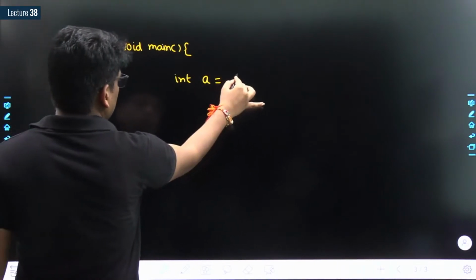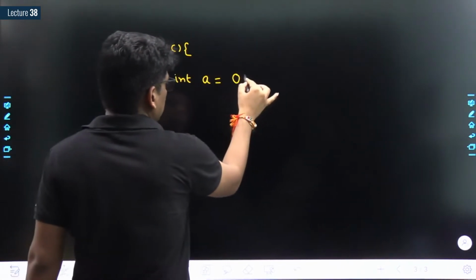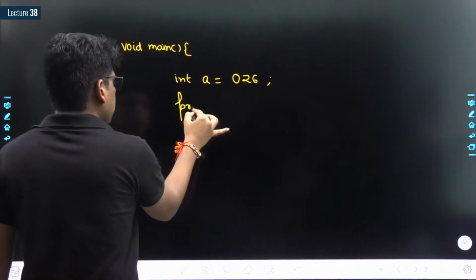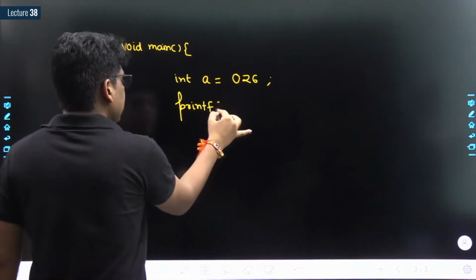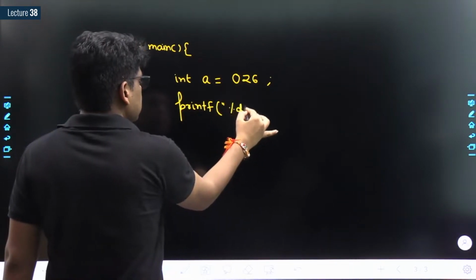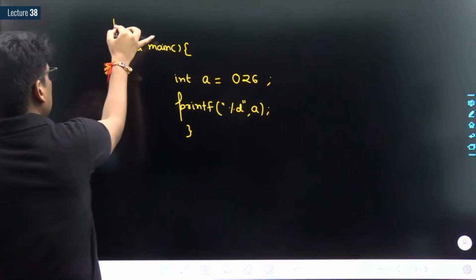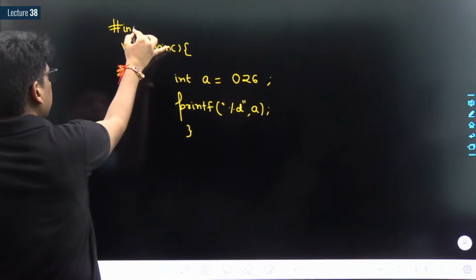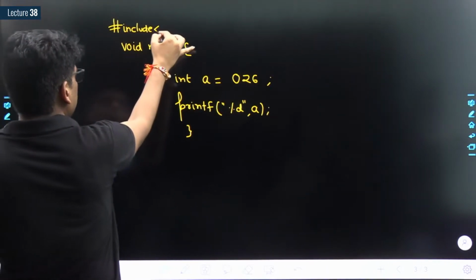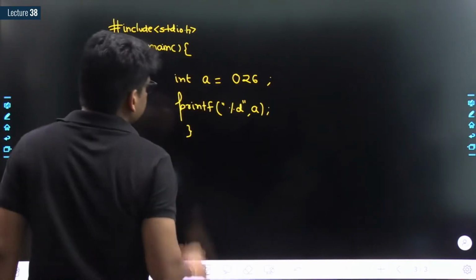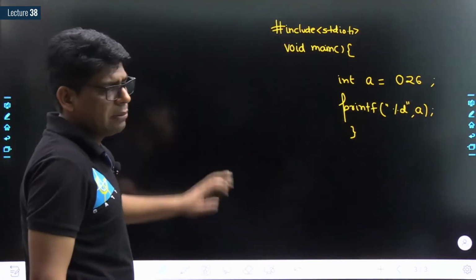int a = 026; printf("%d", a); and if I ask you what is the output of this code, then what should be your answer? Please pause the video and try by yourself.